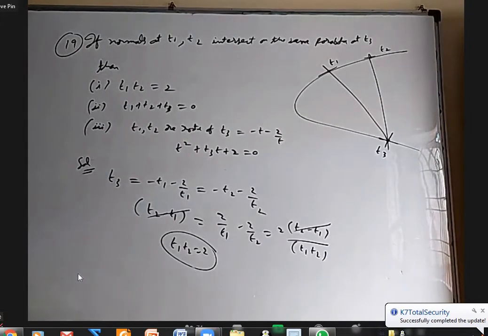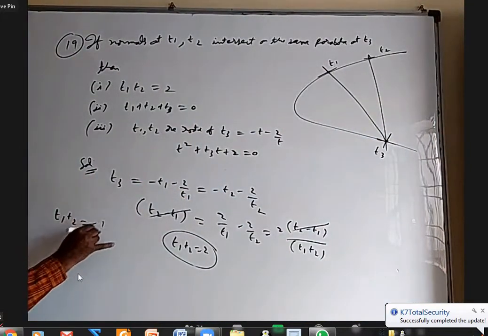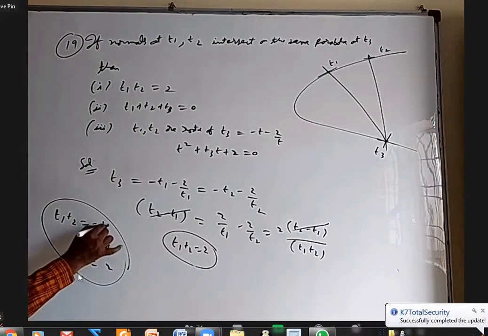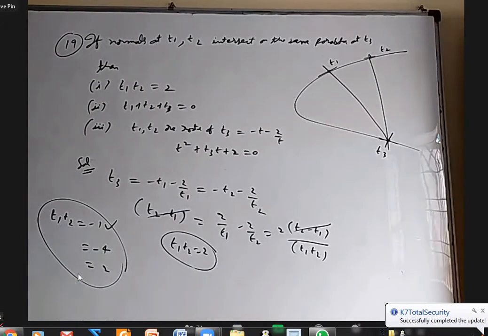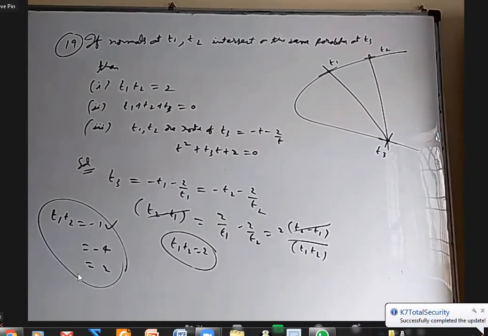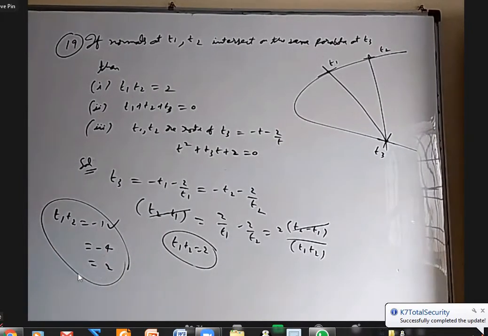Okay, so I think T1 T2 equal to minus 1 we got one time, minus 4 we got one time, 2 we got one time. When is T1 T2 equal to minus 1? Anybody remembers? When they are ends of focal chord. Yes, if T1, T2 are ends of a focal chord.